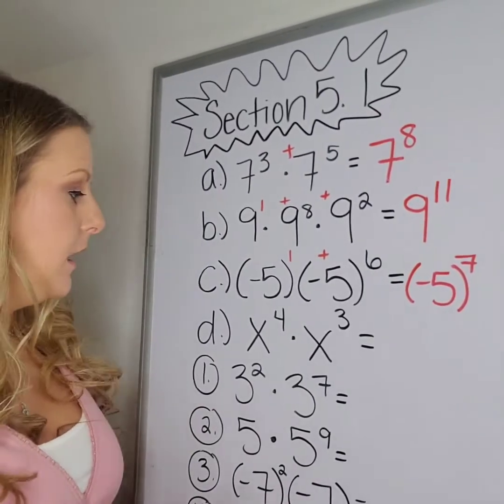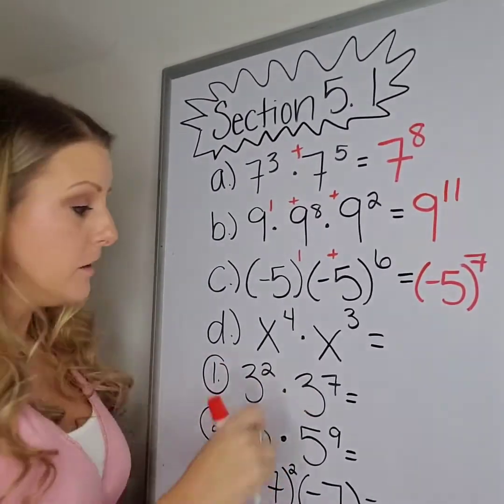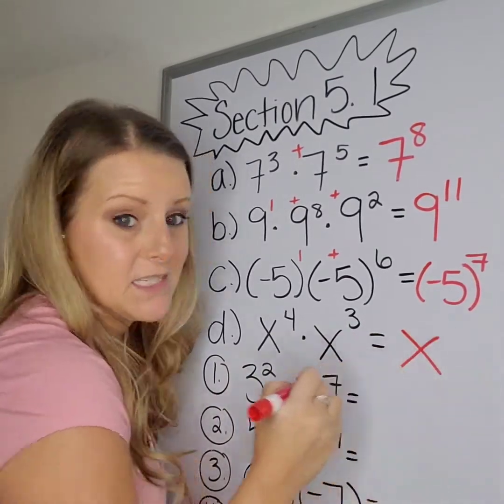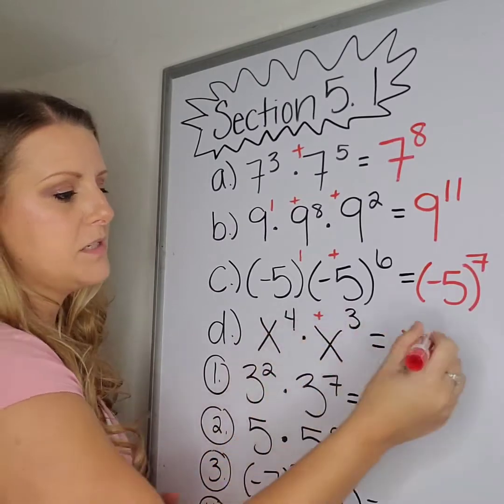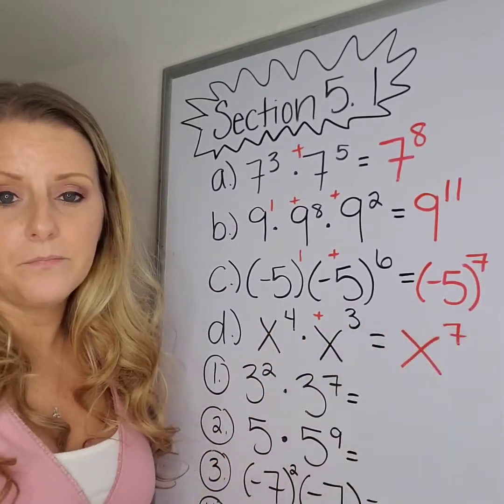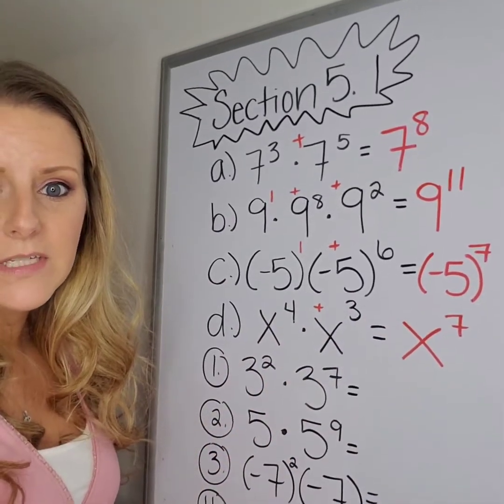The next one works the same way with letters. When the bases are the same, even though the base is a letter, it works the same way, and we add the exponents. 4 plus 3 is 7. Now I'll move it down so you can see a little bit better.